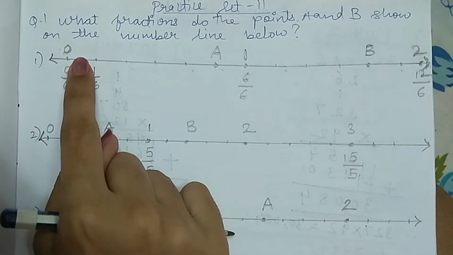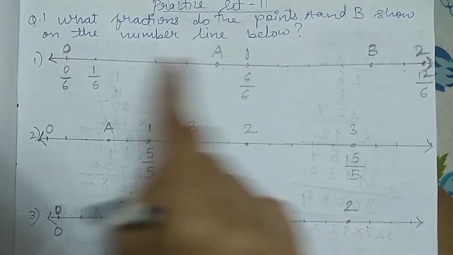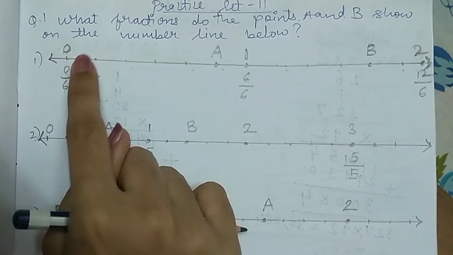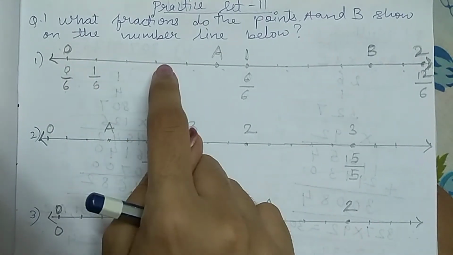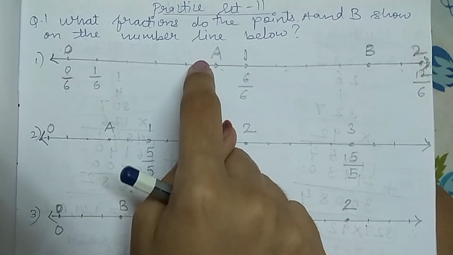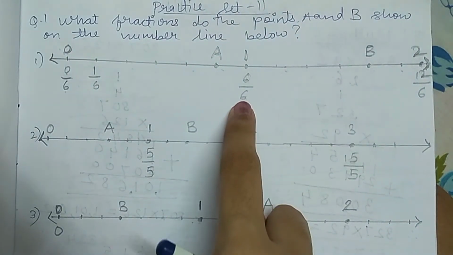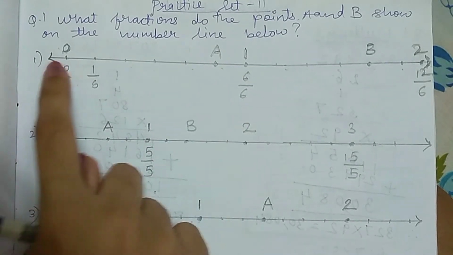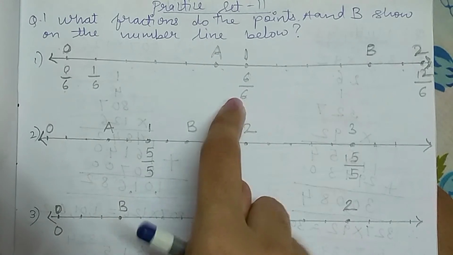So count with me. 1. Can you see this point? Yeah, so in between, parts are there. So see, 1, 2, 3, 4, 5 and 6. See, 6 parts are there. That's why we are writing 6. How many parts is it divided into? 6. That's why we are writing 6 in the denominator.